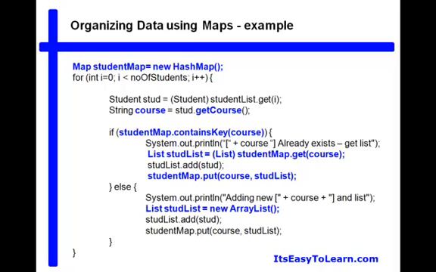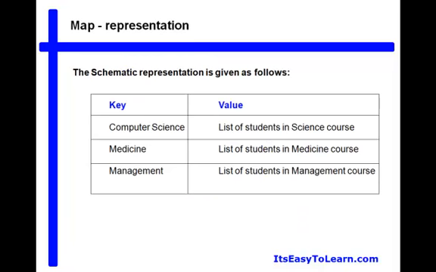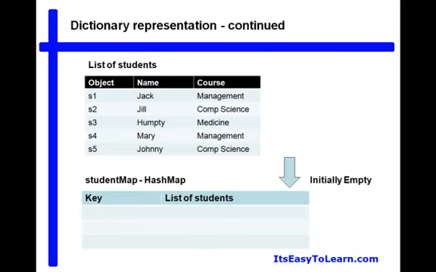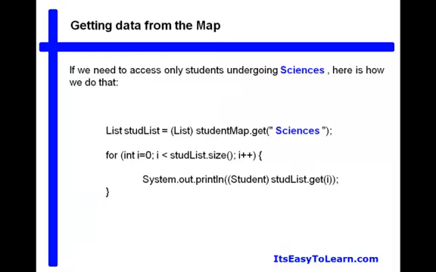This is how we use maps for organizing data. And this was a schematic representation, and this is how we added elements and thereby organize the data. Now if you want to have only those students who do sciences course, assuming sciences is a key in the map, you can say student map.get of key. This will give you a list, and that list you can print or operate upon.